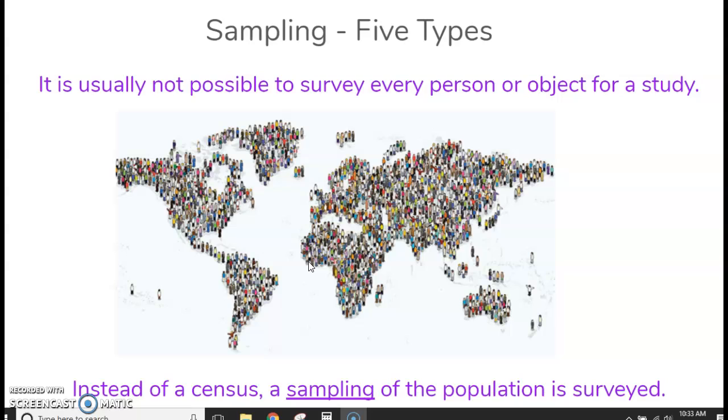And recall that when I survey everybody, it's called a census. And maybe that's why the census in the United States is only every 10 years, because it's just a lot of work to try to get everybody to fill it out and complete it. So instead of doing a census, which is surveying everyone, we're going to sample people.